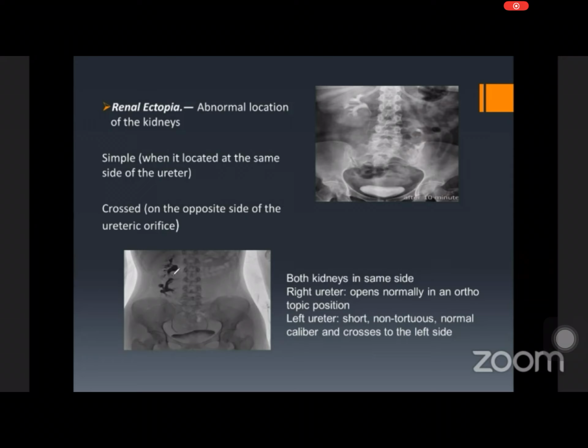Whereas in the crossed renal ectopia, both the kidneys are on the same side. The ureter of the right kidney normally opens in an orthotopic position, whereas the left ureter crosses the midline to insert on the left side of the bladder. So this is an image of crossed ectopia. Often the kidneys will be fused, and this is described as crossed fused renal ectopia.